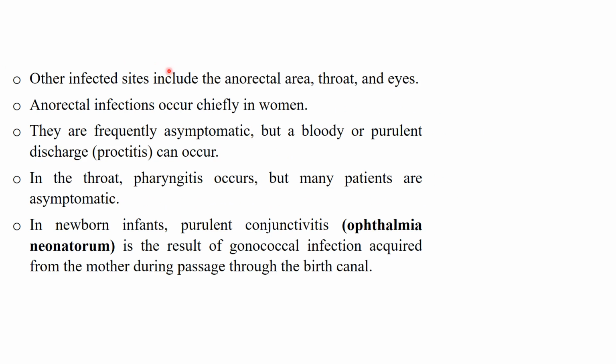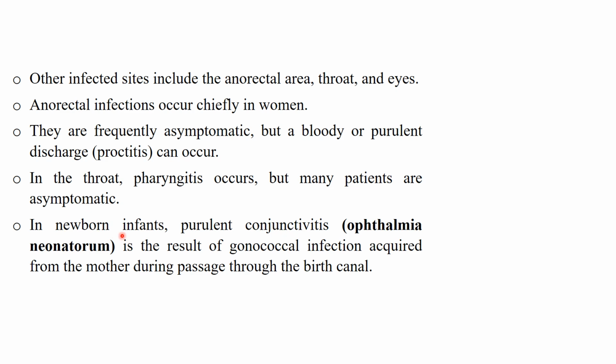Other infected sites include the anorectal area, throat, and eyes. Anorectal infections occur chiefly in women. They are frequently asymptomatic, but a bloody or purulent discharge, called proctitis, can occur. In the throat, pharyngitis occurs, but many patients are asymptomatic.